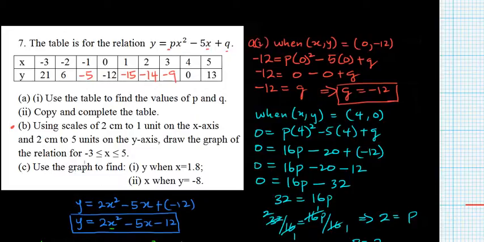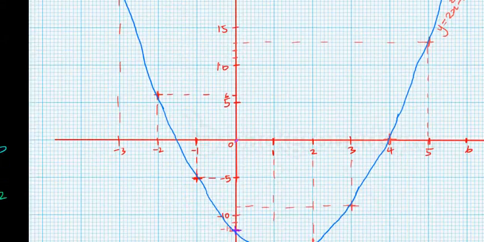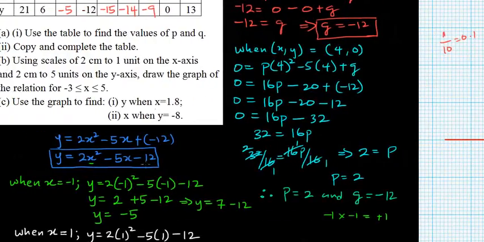The next part says use the graph to find y when x is equal to 1.8. Now we don't know what one box here represents. To get that, you take the first number here, 1, and we have 10 boxes before we get to 1. So 1 divided by 10 gives us 0.1. So each box here represents 0.1. Two boxes represent 0.2, like that.